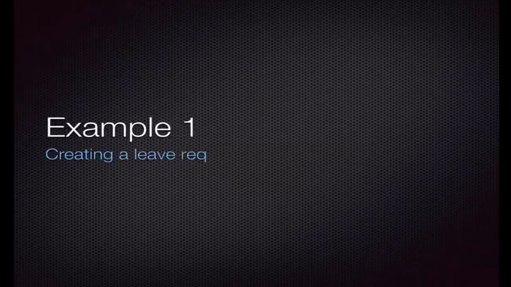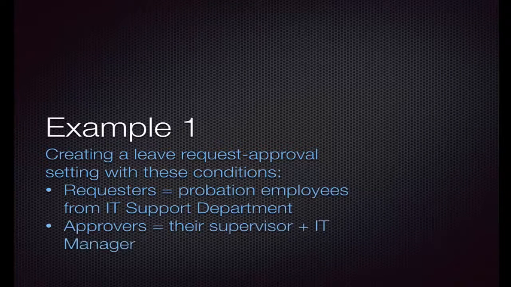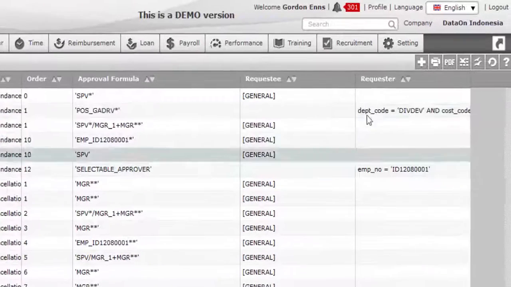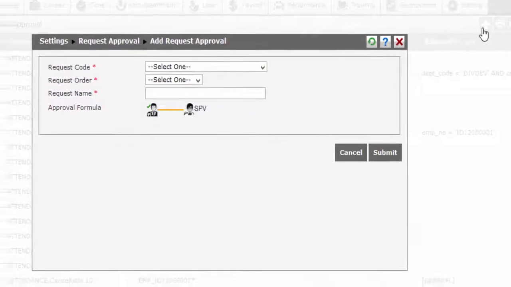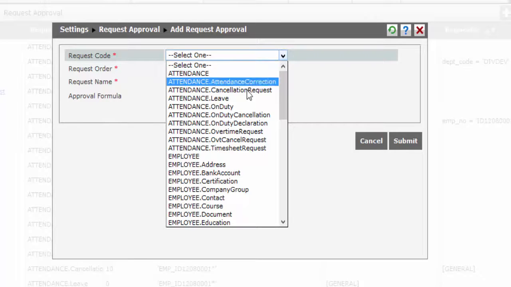Example 1, we will create a leave approval workflow for the following scenario. Requester will be probation employees from IT support department, and the approvers are their supervisors and IT manager. Click the plus button to add new workflow, then an Add Request Approval page will appear. In the request code selection box, choose Attend and Stop Leave.